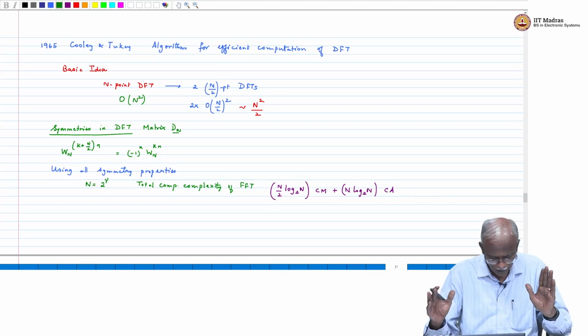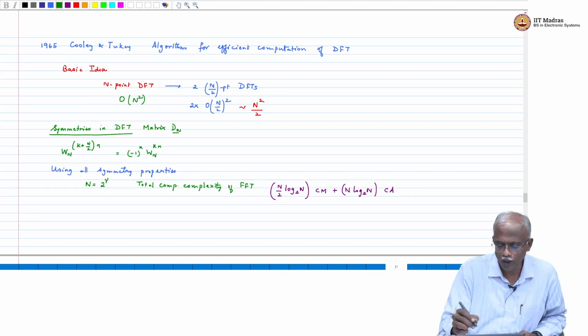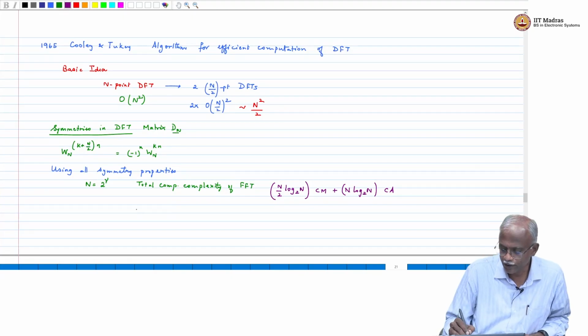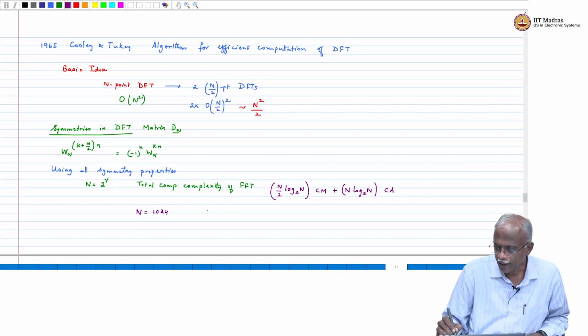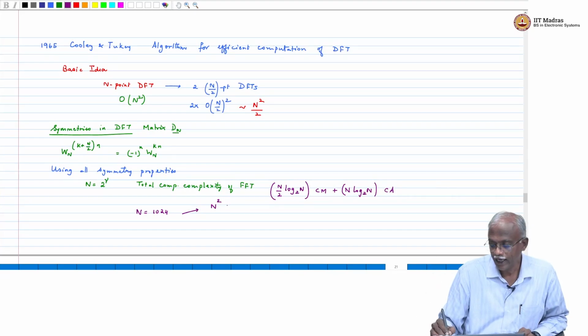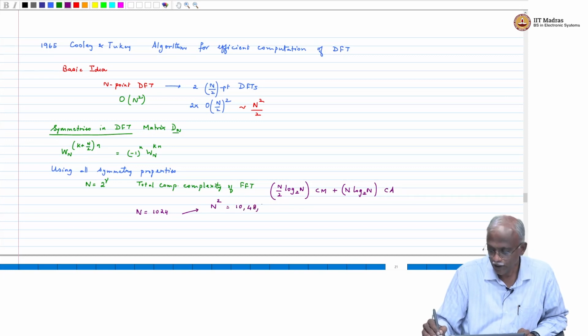Now just so that you get a feel for this, a typical size FFT that we would normally do is of the order of 1024. The original DFT algorithm was of the order of n squared. N squared for this quantity is 1,048,576.